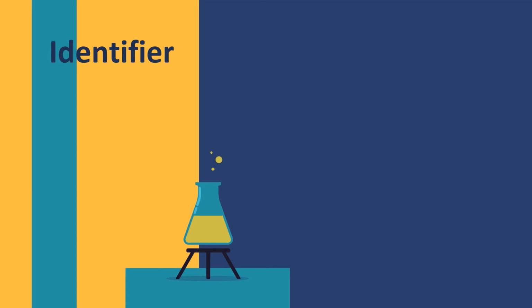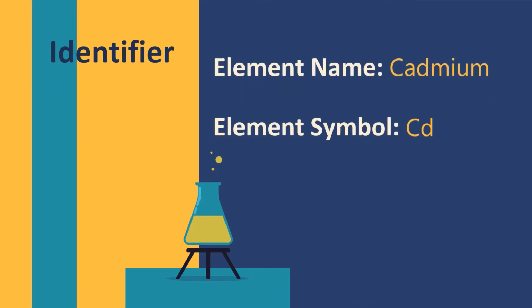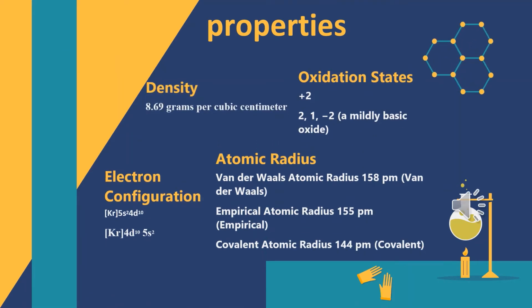The element name is cadmium and its symbol is Cd. The density equals 8.69 grams per cubic centimeter and the oxidation state is +2, or +2, +1, -2 in a mildly basic oxide. The electron configuration is krypton 5s2 4d10, or krypton 4d10 5s2.